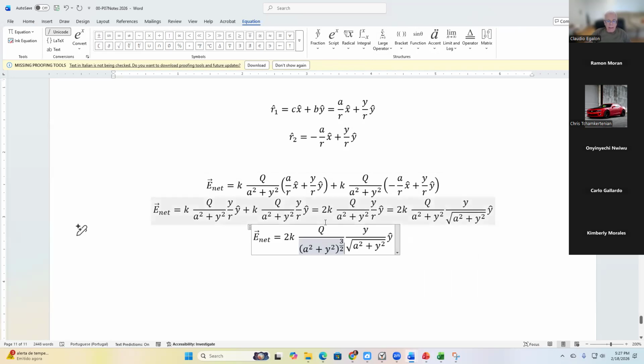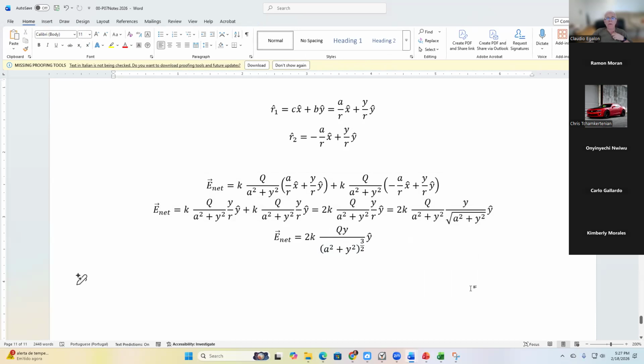Okay. And now the electric field is along the y-axis. That's how we do it in a mathematical way. But remember that this is the electric field only along the y-axis. Okay? Along the y-axis.